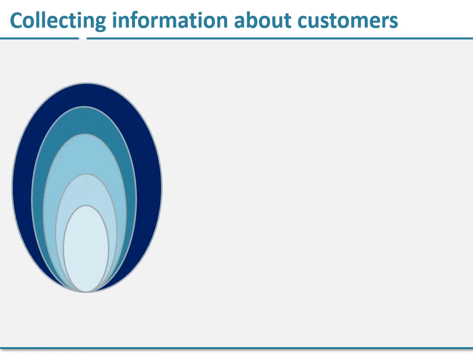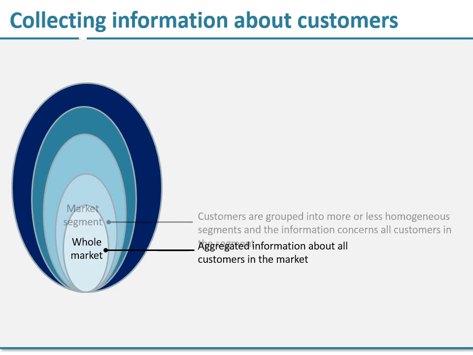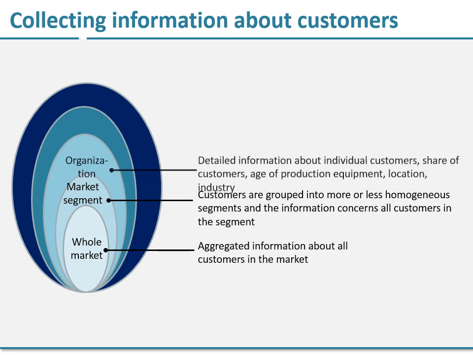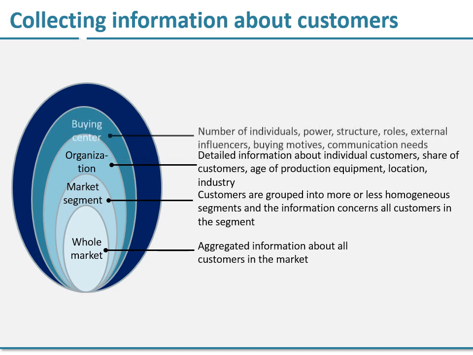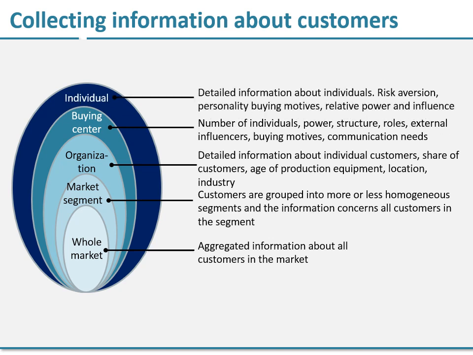Collecting information about customers. Whole market: aggregated information about all the customers in the market. Market segment: customers are grouped into more or less homogeneous segments, and the information concerns all the customers in the segment. Organization: detailed information about individual customers, share of customers, age of production equipment, location, industry. Buying center: number of individuals, power, structure, roles, external influencers, buying motives, communication needs. Individual: detailed information about individuals, risk aversion, personality, buying motives, relative power and influence.